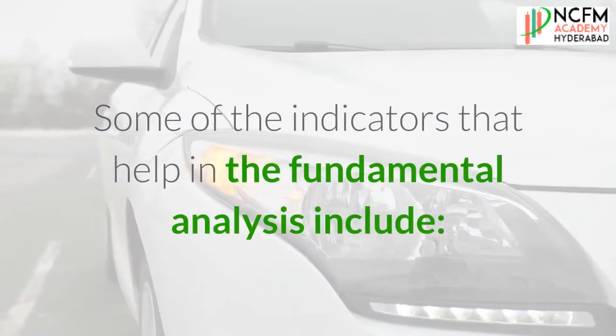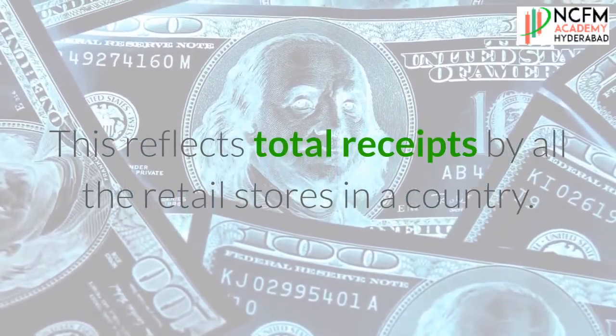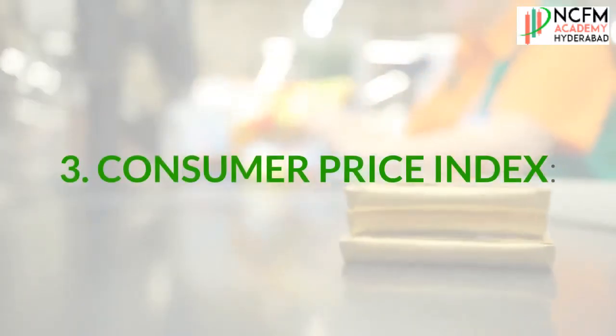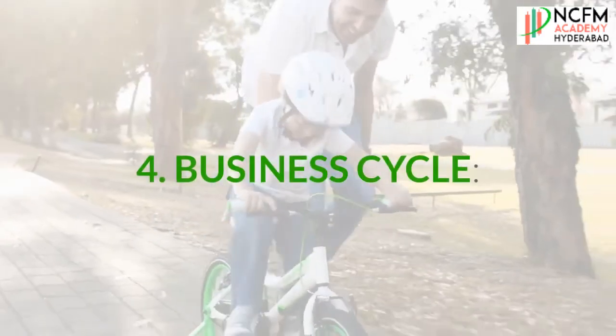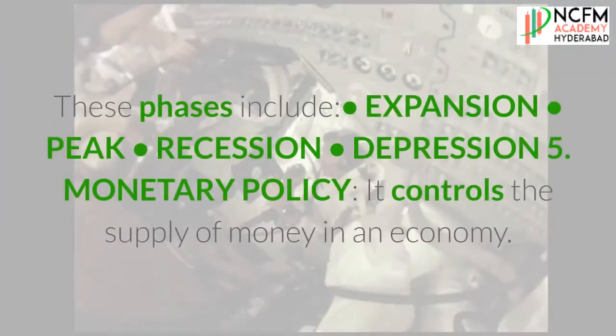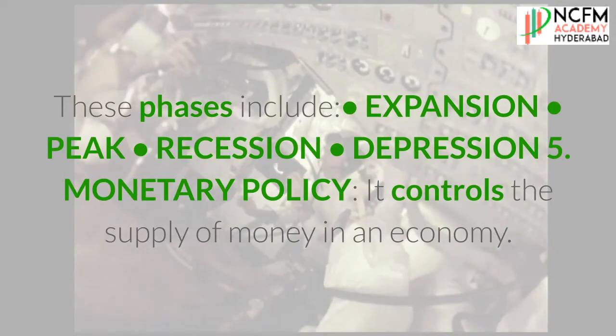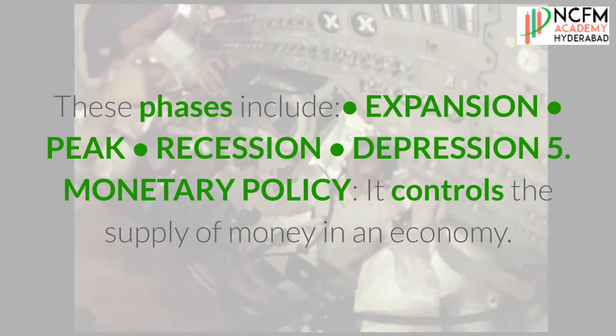Some of the indicators that help in fundamental analysis include: 1. Gross domestic product. It reflects the total market value of all the goods and services produced in a country during a given year. 2. Retail sales. This reflects total receipts by all the retail stores in a country. 3. Consumer price index. It reflects the change in the prices of consumer goods. 4. Business cycle. It reflects various phases through which a business passes. These phases include expansion, peak, recession, depression. 5. Monetary policy. It controls the supply of money in an economy.